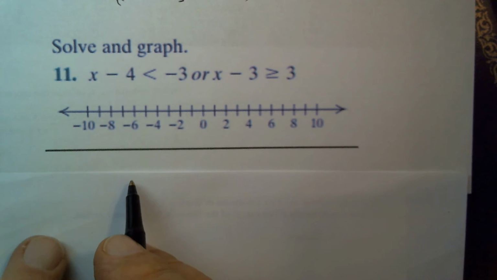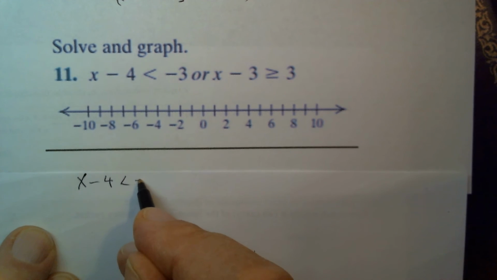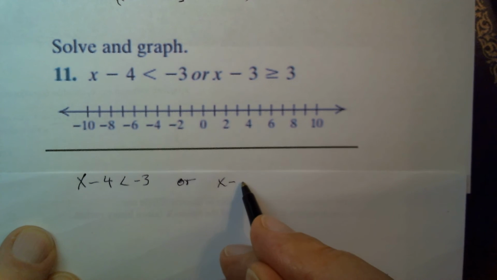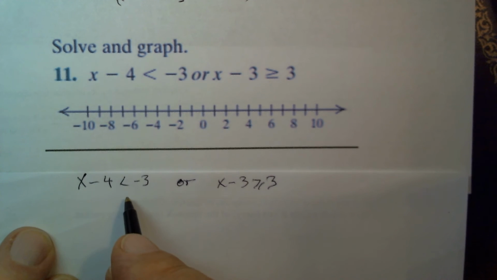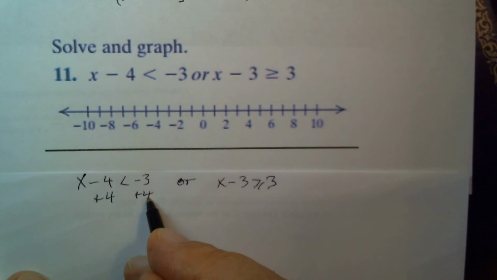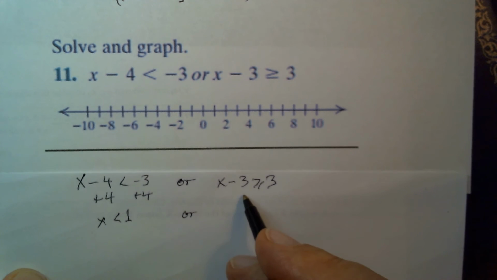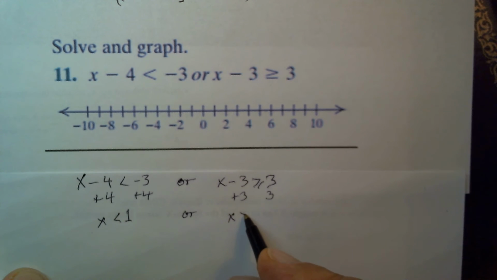In exercise 11, we have x minus 4 less than -3, or x minus 3 greater than or equal to 3. We solve each inequality, so we add 4 to both sides here. So that means x is less than 1, or here we add 3 to both sides. x is greater than or equal to 6.